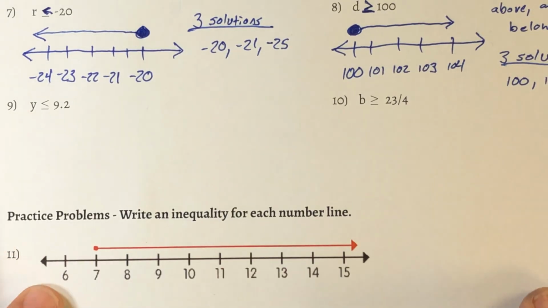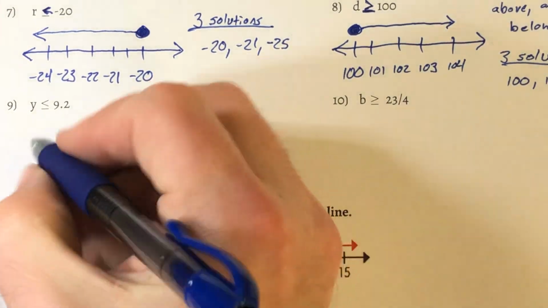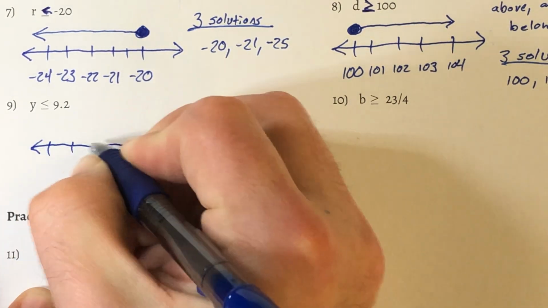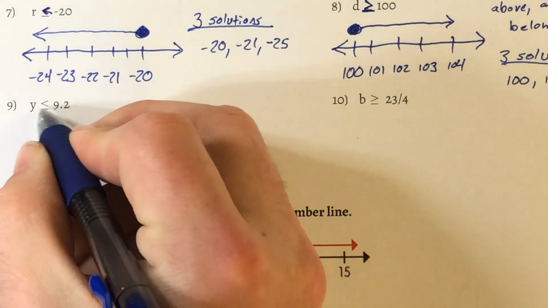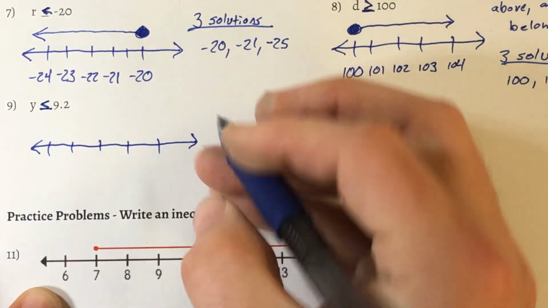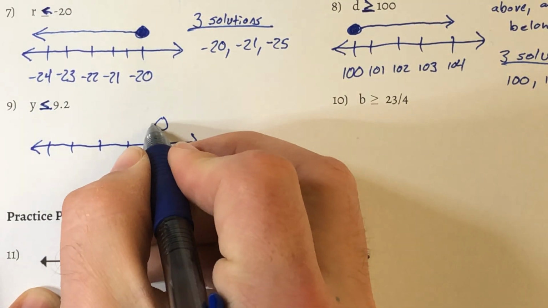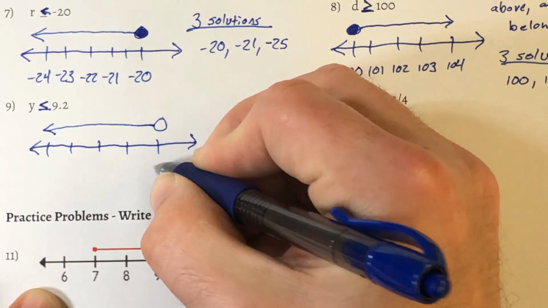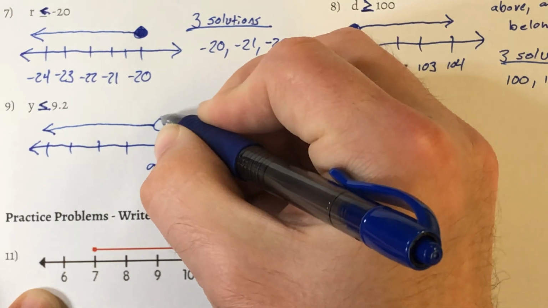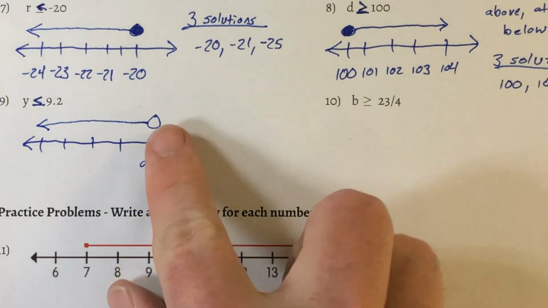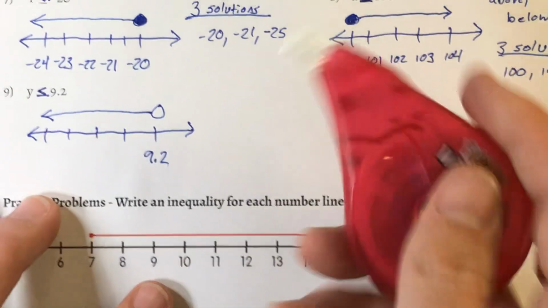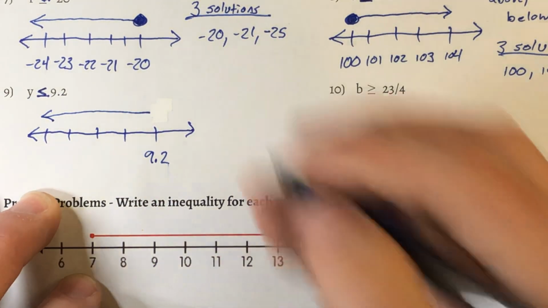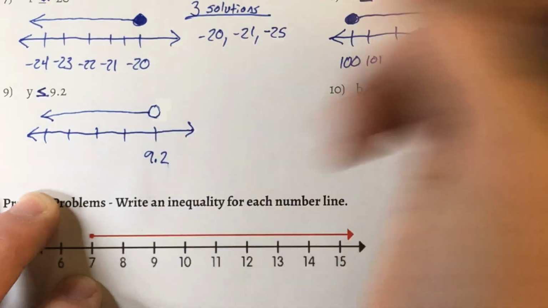All right, number 9. Y is less than or equal to 9 and 2/10. So number line, fit 5 numbers. I want numbers less than or equal to 9.2. So less than means circle on the right, arrow going left. Put your number under the circle, and you'll notice that my circle is not really above 9.2. That's bad practice. That would mean like it's 9.3 for all I know. So line up your circle.